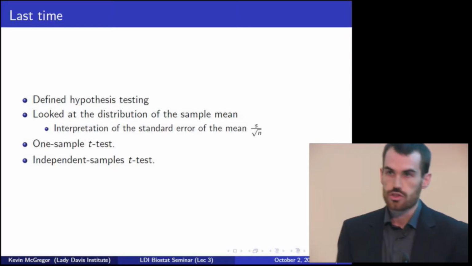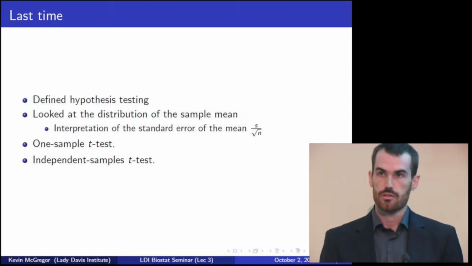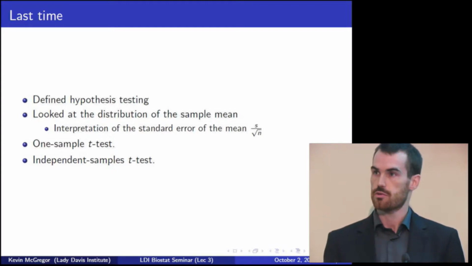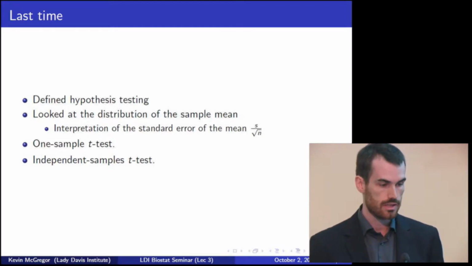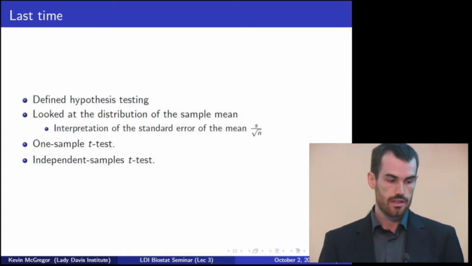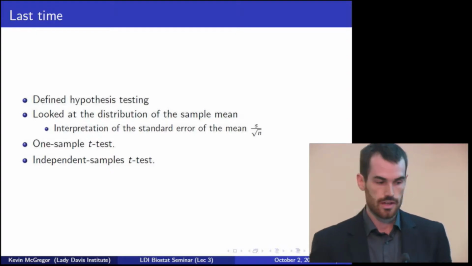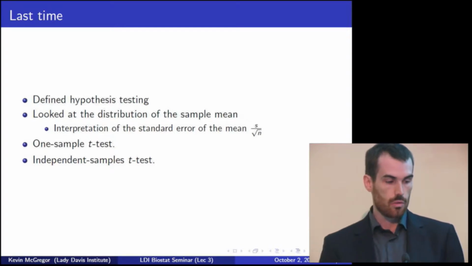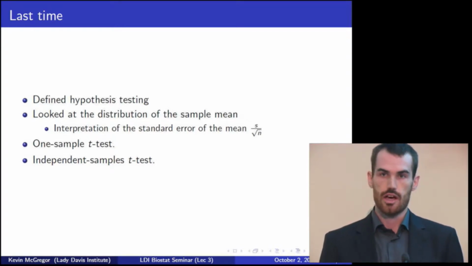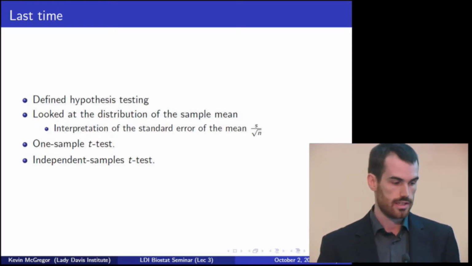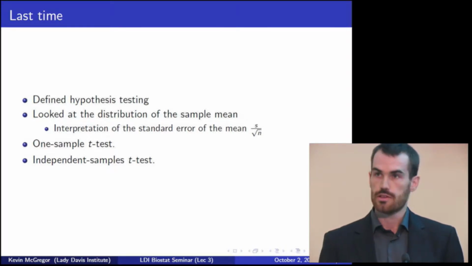In order to do the hypothesis test, we looked specifically at how to do a hypothesis test for the sample mean. We looked at the theoretical distribution of that sample mean, and how to interpret what we call the standard error of the mean, the estimated standard deviation divided by the square root of n. From there we went into our one sample t-test, testing a mean against some fixed quantity, and we also looked at the independent samples t-test, looking at the differences between the means in two groups.